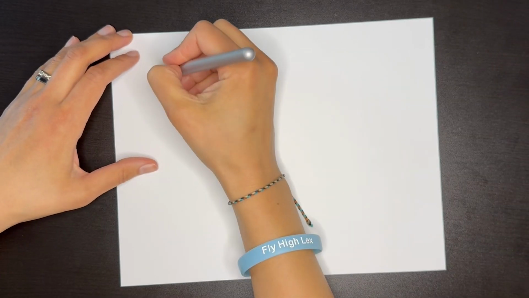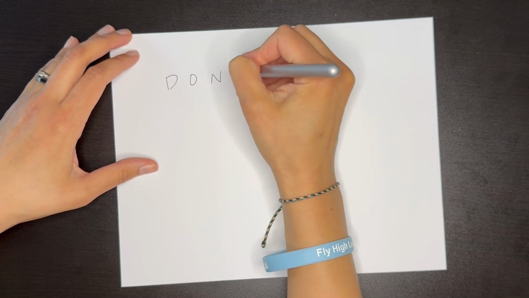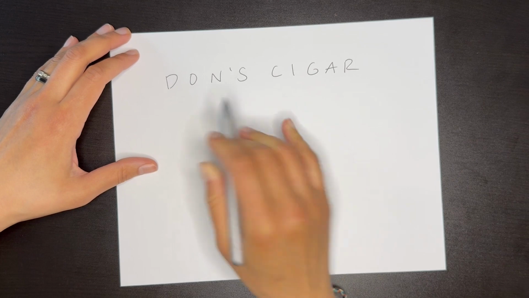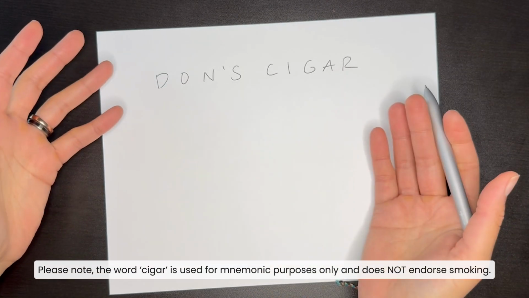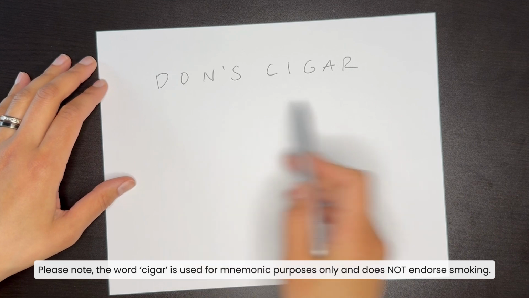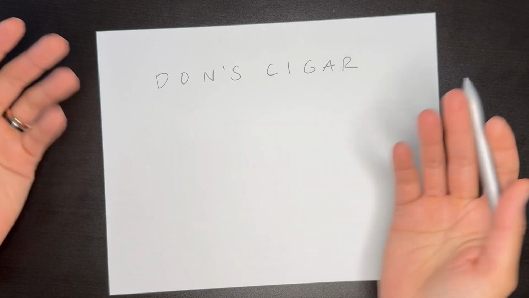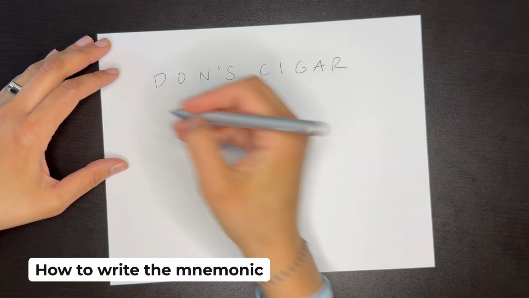So the mnemonic is Don's cigar. So for the record, I don't endorse smoking. This is how the mnemonic came together, and I've been able to remember this 2-word mnemonic for years. So I want you to actually write the mnemonic.